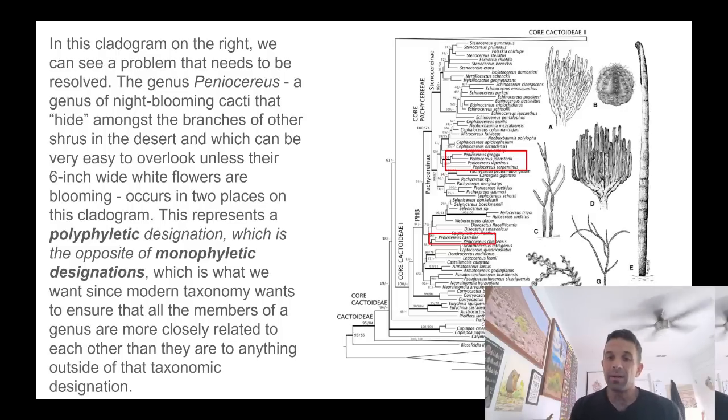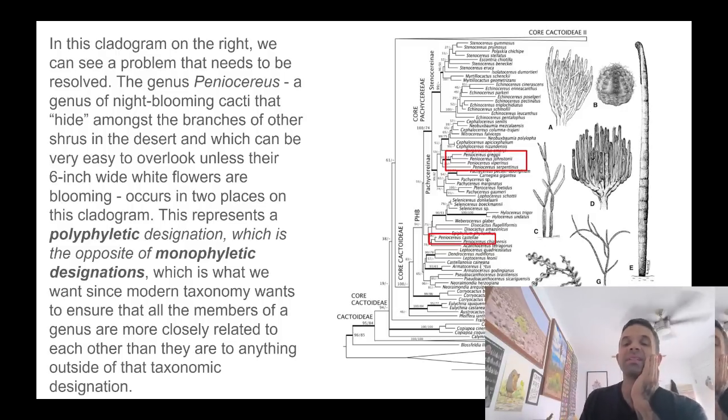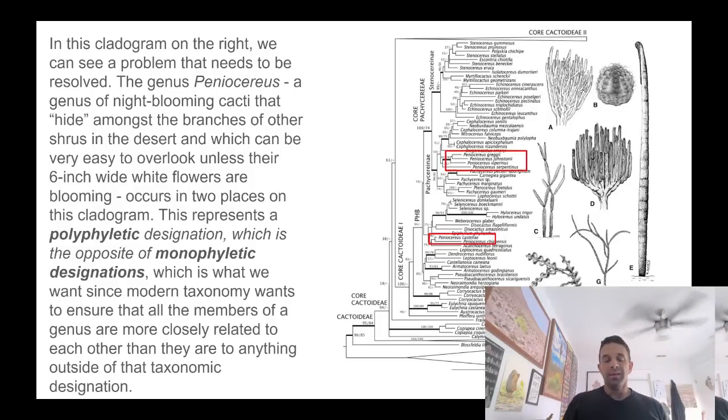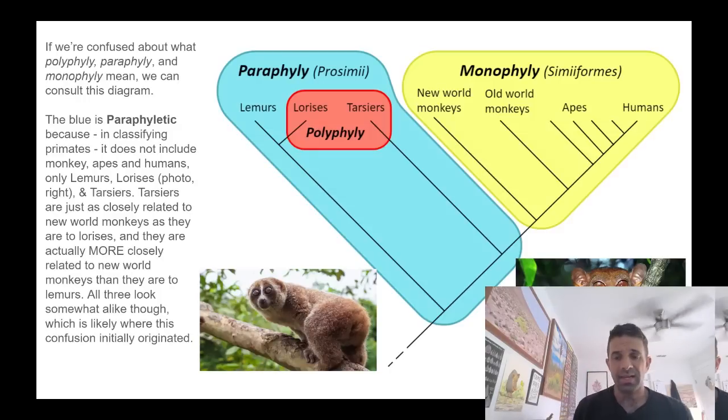So what happened here? Pinocereus was later transferred to the genus Acanthocereus after DNA. Because remember, we do not want polyphyletic groupings in our taxonomy. We want everything to be monophyletic, right? So that was grouped into a whole other genus, okay? And this basically explains it. If we're confused about what polyphyly, paraphyly, and monophyly mean, we can consult this diagram.